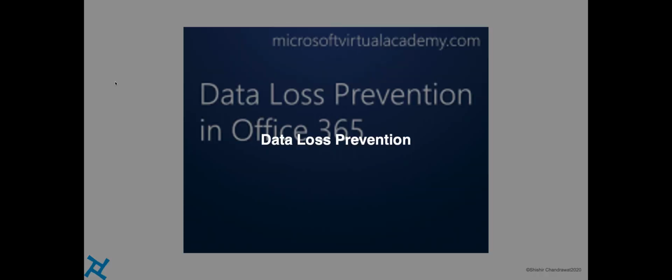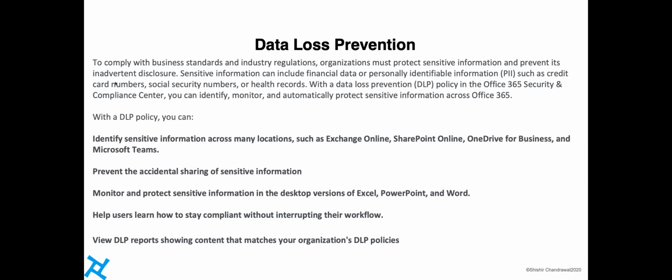Okay. Now, data loss prevention. To comply with business standards and industry regulation, organizations must protect sensitive information and prevent its inadvertent disclosures. Sensitive information can include financial data, personal identifiable information such as credit card numbers, social security number, or health record. With data loss prevention policy of Office 365 Security and Compliance Center, you can identify, monitor, and automatically protect sensitive information across Office 365. With a DLP policy, data loss prevention, you can identify sensitive information across many locations such as Exchange, SharePoint, OneDrive, and Microsoft Teams.